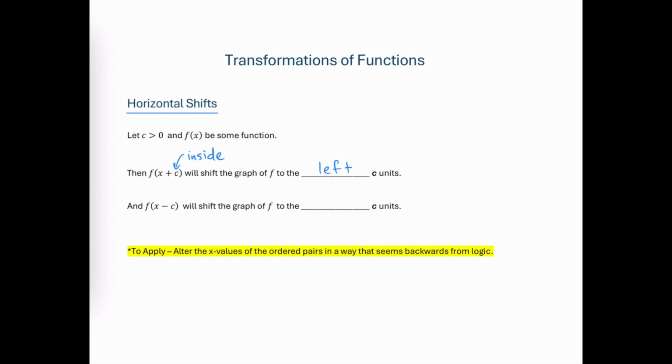units. If we subtract c from the x value on the inside of the function, the graph of f will shift to the right. This is counterintuitive. Seeing a plus c on the inside shifts it to the left, and seeing a minus c on the inside shifts it to the right. So this transformation is going to move in a way that feels somewhat backwards from what our logical mind might tell us. A horizontal shift is going to affect the x values of an ordered pair. And again, the graph is going to move in a direction that is backwards from what our logic might tell us.